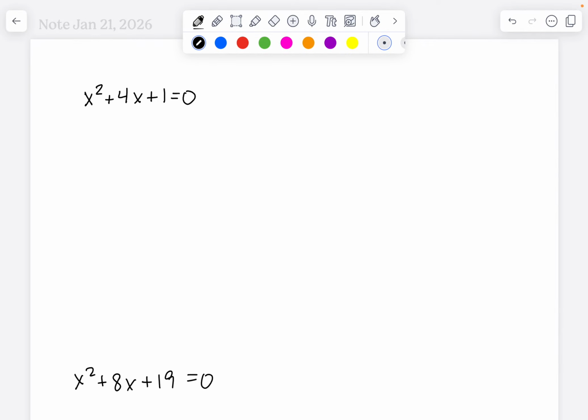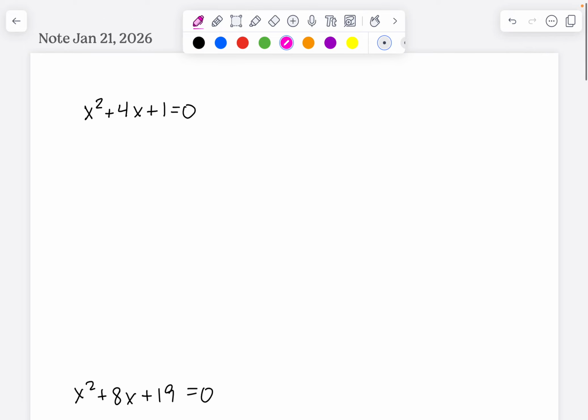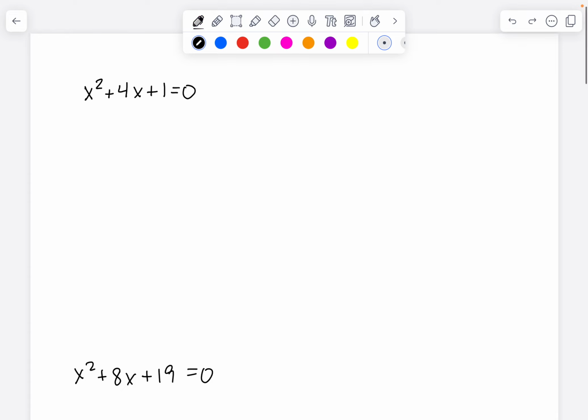All right, here are the problems that we did not get to last night on that worksheet. The first one I'm going to do is x squared plus 4x plus 1. I'm not going to factor it because 1 times 1 is 1, and I can't think of two numbers that multiply to 1 and add to 4. So I'm not going to do that. What I am going to do is the quadratic formula.